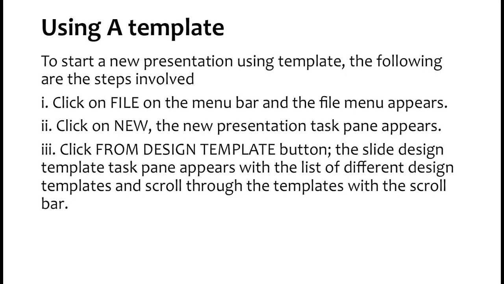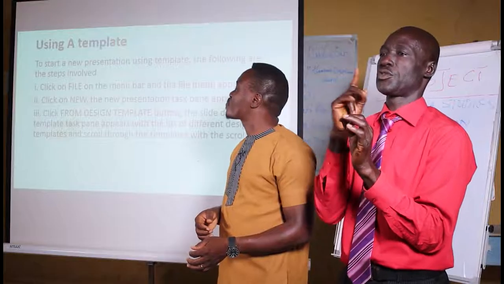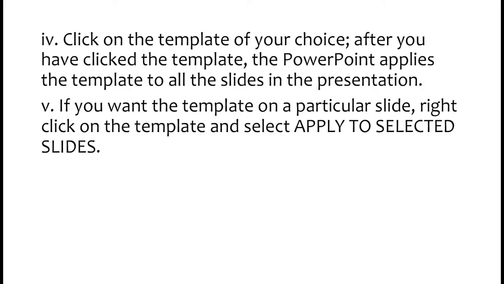To actually use a template, you first of all click on File on the menu bar. Then the File menu appears. You also click on New. The New Presentation Task pane appears. Then you click from the design templates that are there. You pick any one that is suitable for you to use, just like we did in the other case. Then you click on the template of your choice.